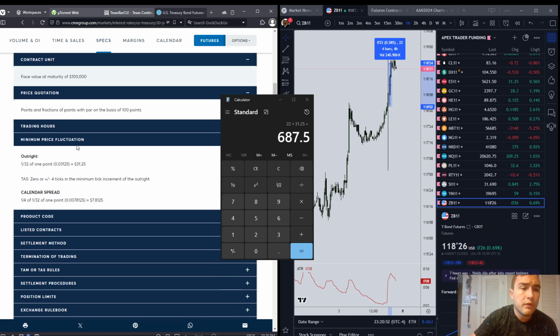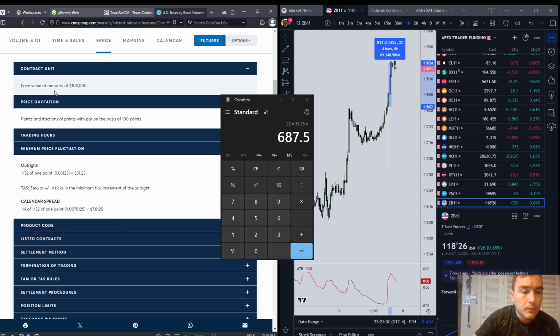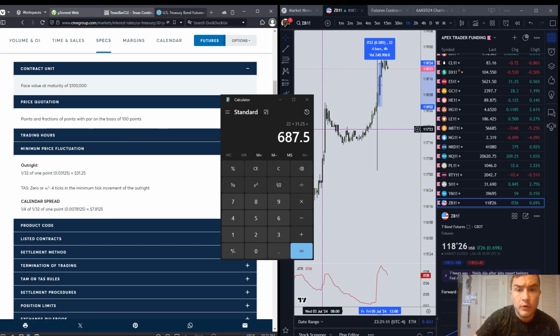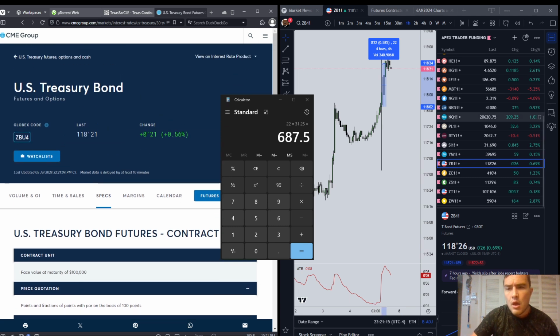Again, to quote the U.S. Treasury bond futures, it is 1/32 of 1 point, so 0.03125. And the price quotation is points and fractions of points with par on the basis of 100 points. So, you know, fairly difficult to understand, but that is there.